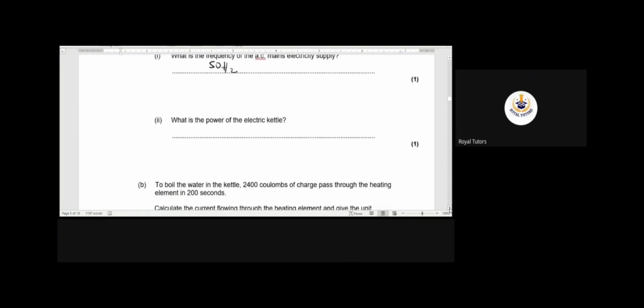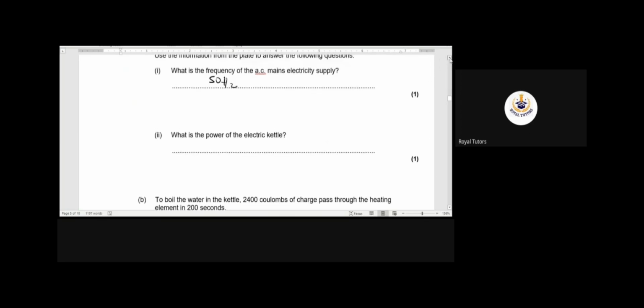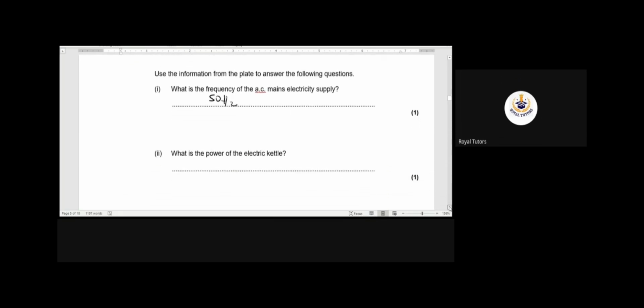Okay, and then the next question says, what is the power of the electric kettle? The power of the electric kettle, from the unit, we can see watt right there. So that will be 2,760 watts. That is going to be your answer for the power of the electric kettle.